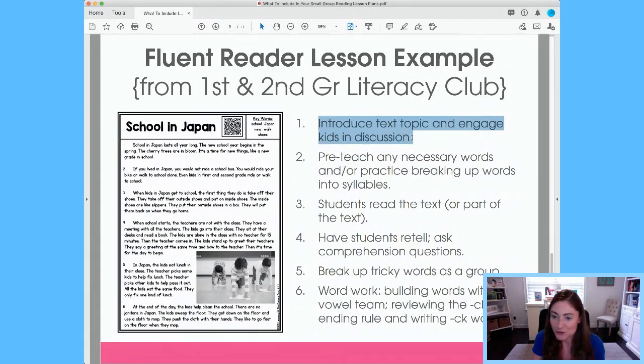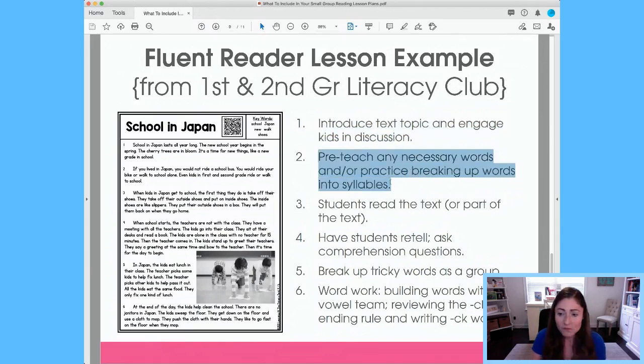So again, going to introduce the text topic, engage kids in discussion, work on that oral language. You can still pre-teach any necessary words, okay? So your kids, what words may be a little bit tricky for them. Like, again, with the 1st and 2nd grade literacy club passages, you have some words that are suggested to pre-teach that may be challenging for them just based upon the phonics patterns. You may also want to take one or two multisyllabic words from the text and practice breaking them up together.